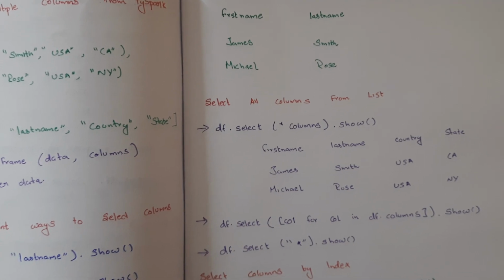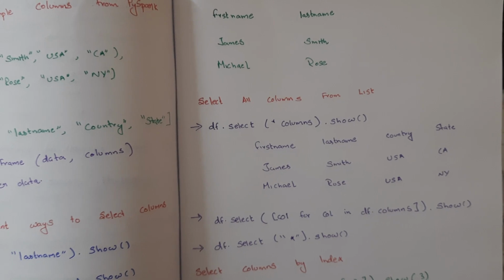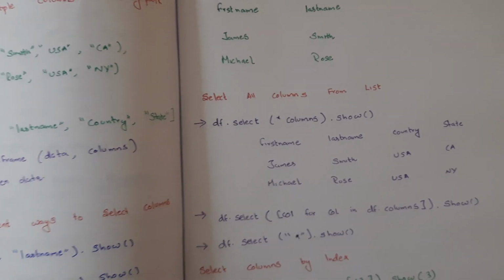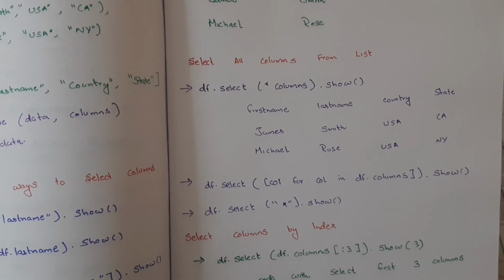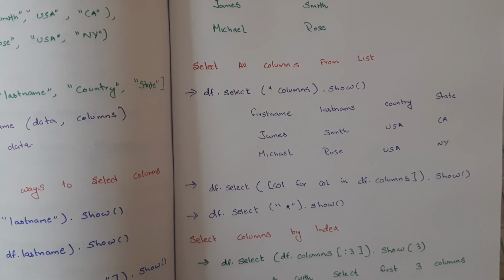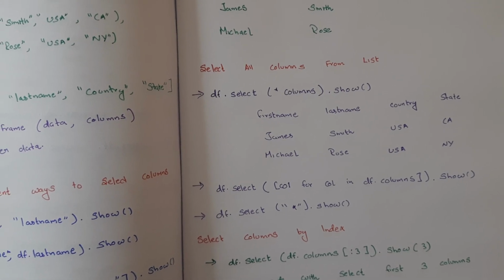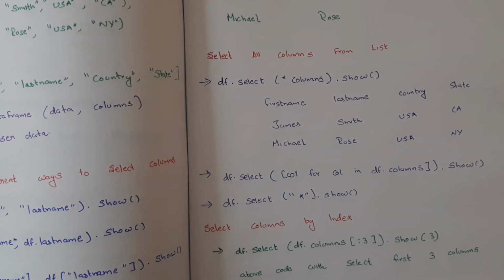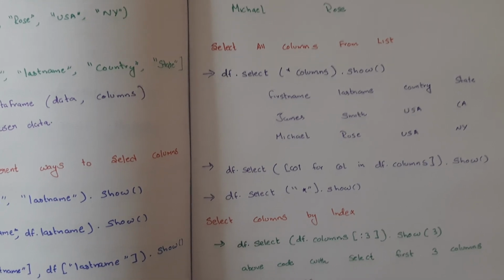Select all columns from the list. So how do we select all the columns? You can do df.select(*columns).show, which will show all the columns. Also there are multiple ways to do that. df.select using a list comprehension, for col in df.columns. df.columns will give you all the column names, and from each col you get the corresponding column name. Then simply by doing df.select star, dot show, which will also give us all the columns.